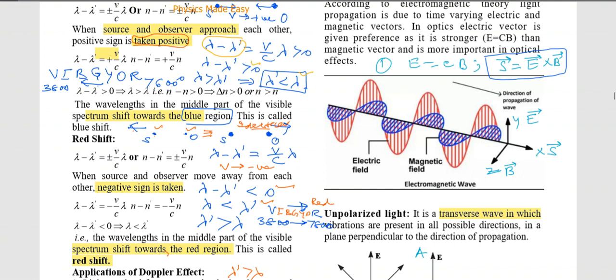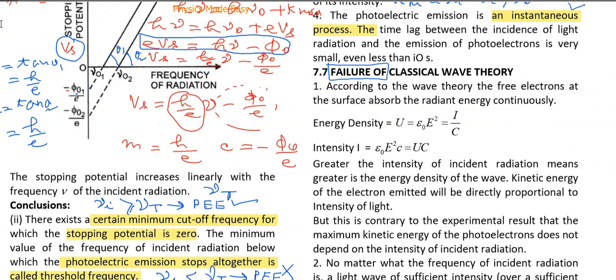Now, from this, we have calculated the formula for energy density, epsilon naught E square. This is intensity I by C, and then intensity I is U into C. Energy density is the energy radiated per unit volume per unit time. This is how we defined energy density.